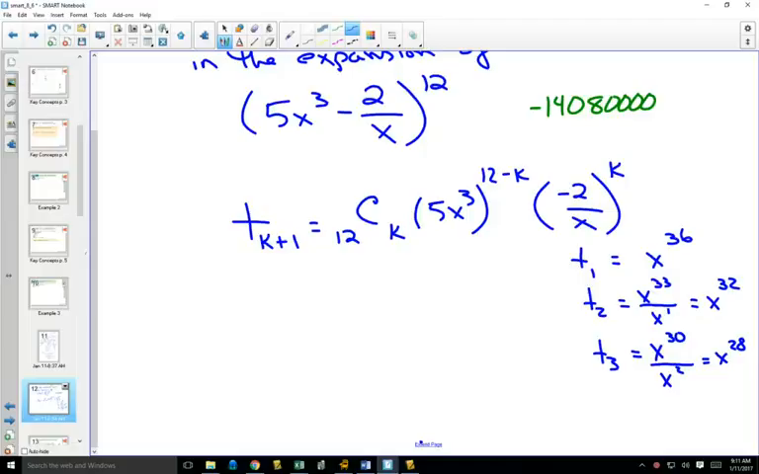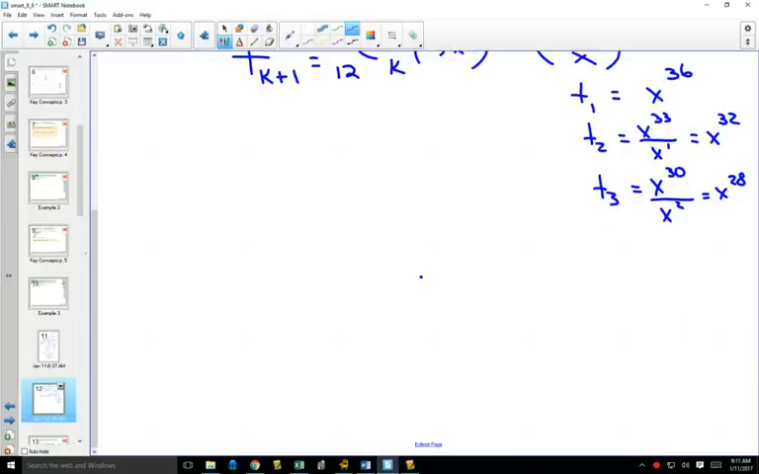So if you keep going down by 4, x to the 24, x to the 20, x to the 16, x to the 12, x to the 8, x to the 4, x to the 0. There's the 1, count them, 1, 2, 3, 4, 5, 6, 7, 8, 9. This is term 10. And if it's term 10, then k is equal to 9.